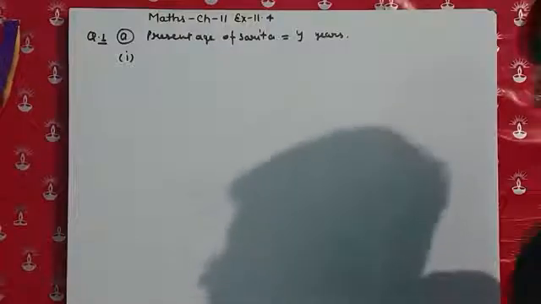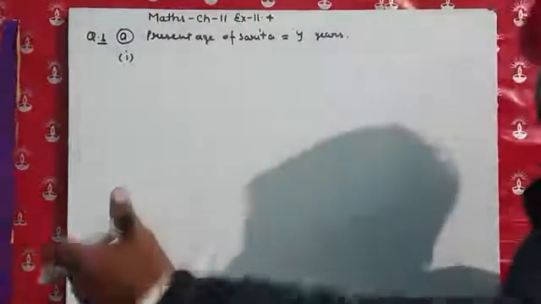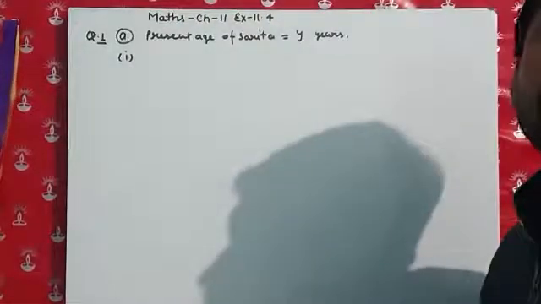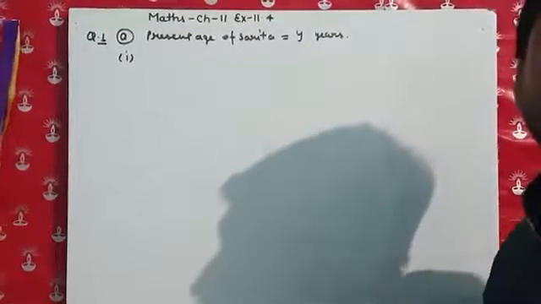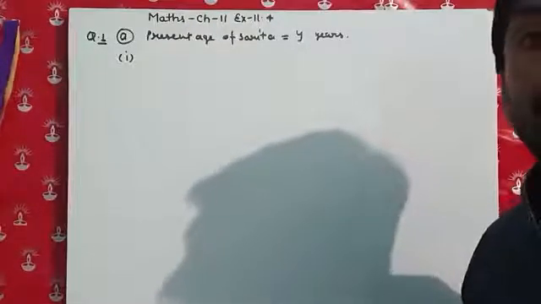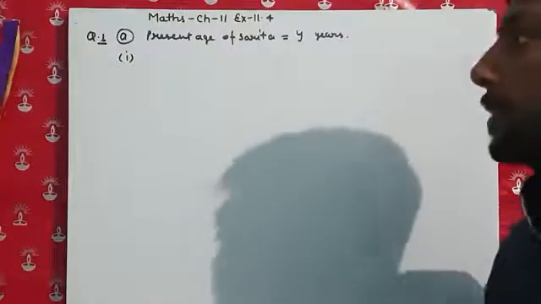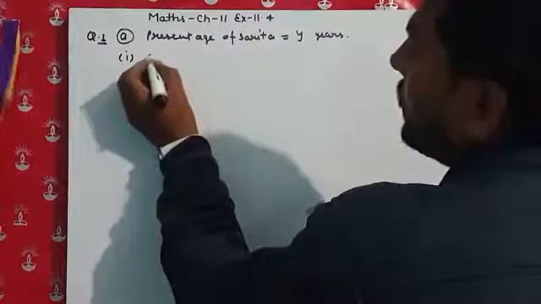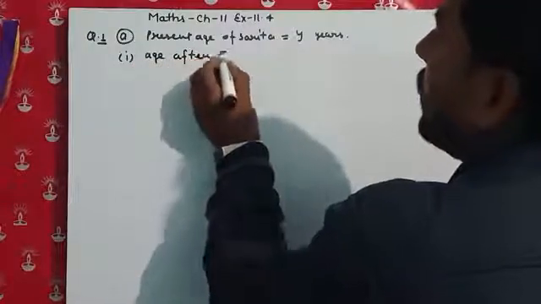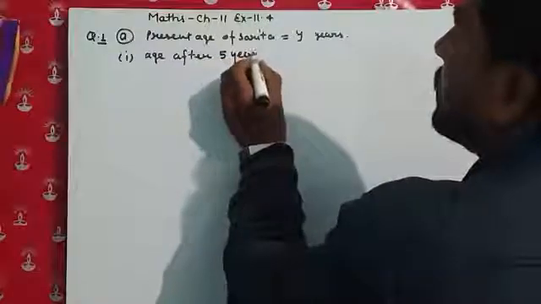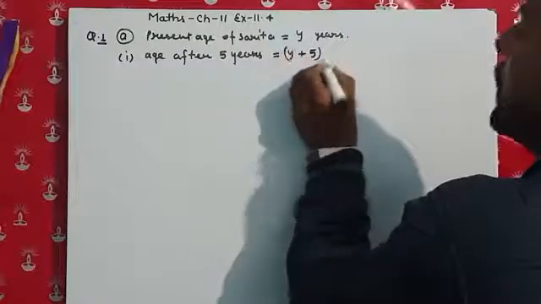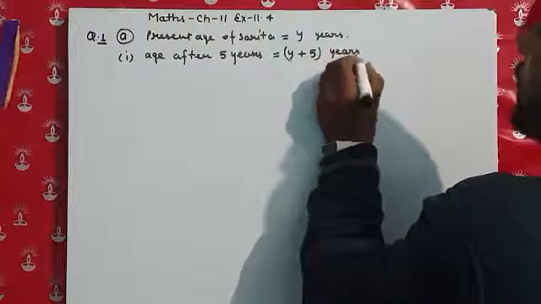So whenever the question is asking the age after 5 years, 10 years, x years, then we have to add whatever the years the question is asking. And if it is asking before 5 years, before 10 years, before x years, then we have to subtract those years. So here, age after 5 years becomes y plus 5. That means now the age will be y plus 5 years.